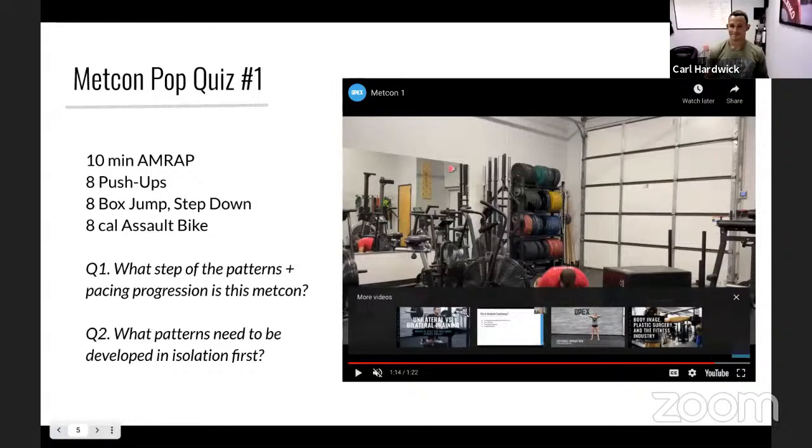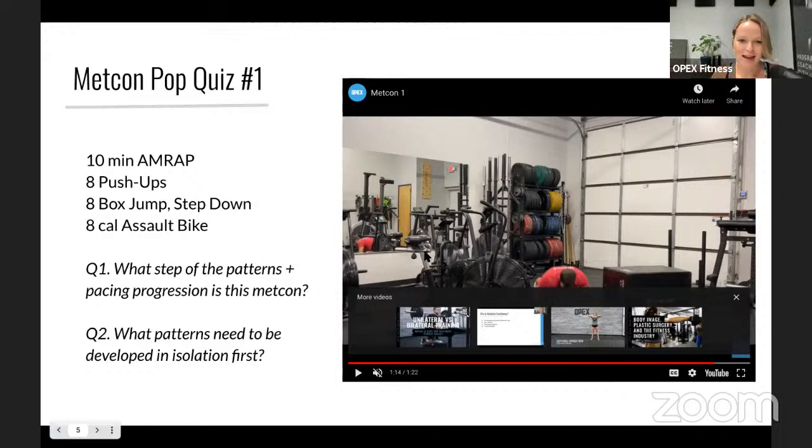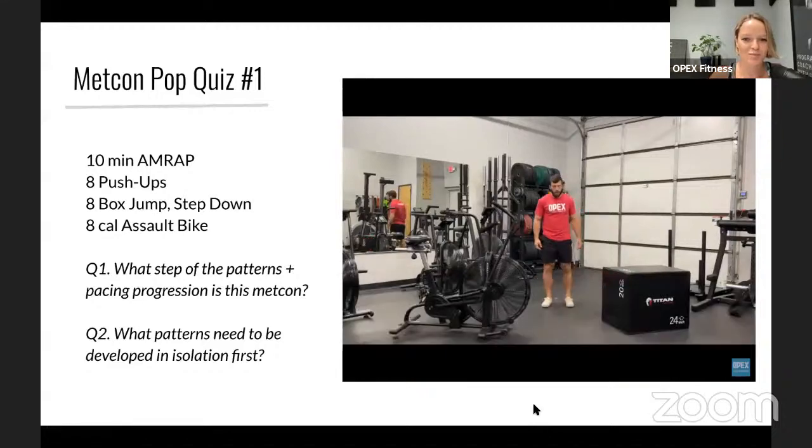Nope, all good. Awesome. Okay, question two. Which movement patterns need to be developed in isolation before they're introduced to this cyclical and gymnastics circuit? So guys, think about those gymnastics movements, especially what movement patterns? Keep them rolling in. I'm seeing some good answers here, guys. So a lot of people identifying the push-up, which would fit into our push pattern, and then the squat. So that box jump step down is primarily a squatting movement pattern that is occurring there.